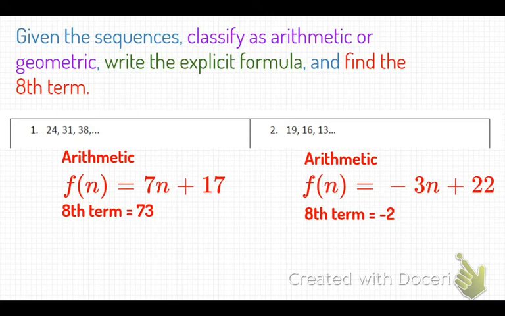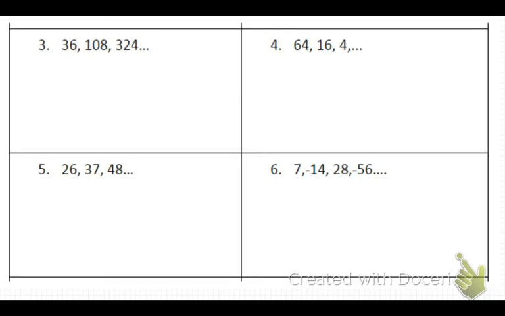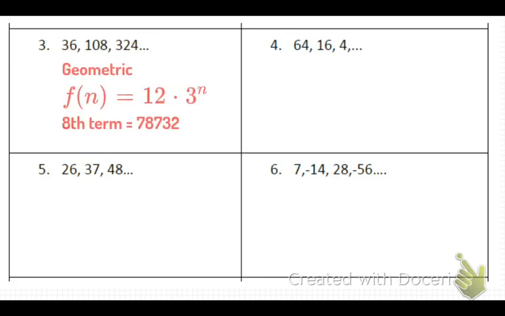You're going to do number 3. You have 1 minute. The bell's about to ring, so do this one quickly. You need a calculator. Okay, we did times 3. Good. What is my 0 term? What's 36 divided by 3? 12. Was this arithmetic or geometric? One more time, because that was not convincing. Okay, good. Geometric, and my 8th term is 78,732. This is on your homework tonight.